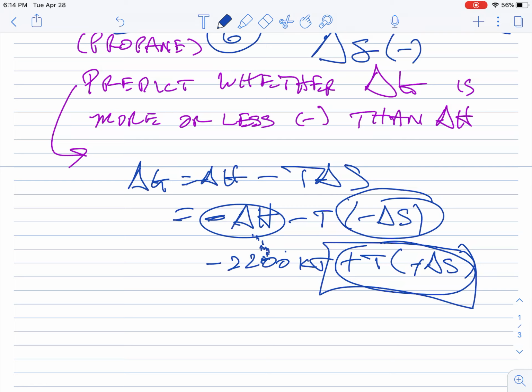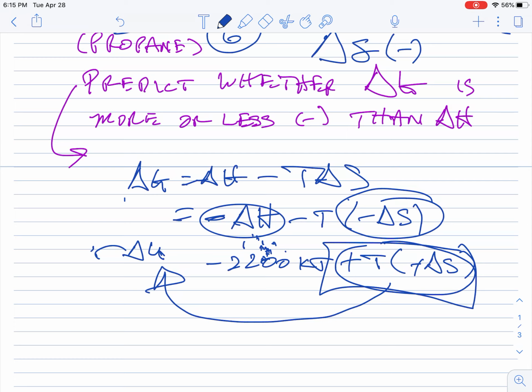So because I'm adding this, my delta H will be less negative than my delta G. My delta H, I'm sorry, I screwed that up. Again, it's been a long day. My delta G is going to be less negative than my delta H because I'm adding this positive number to it.